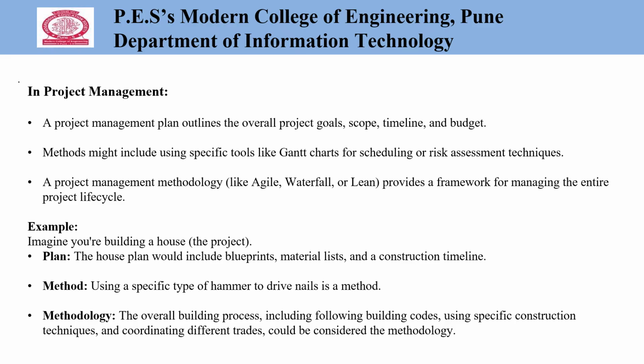Okay. Now there are some examples of these plans, methods, and methodologies. First one, the house plan would include the blueprint, material list, and the construction time. For example, imagine you are building a house. So in that, how are these plan, method, and methodology terms used? In the plan, the house plan would include blueprints. In method, using a specific type of hammer to drive nails is a method. Now what is methodology? The overall building process, including following building codes, using specific construction techniques, and the coordination of different trades.